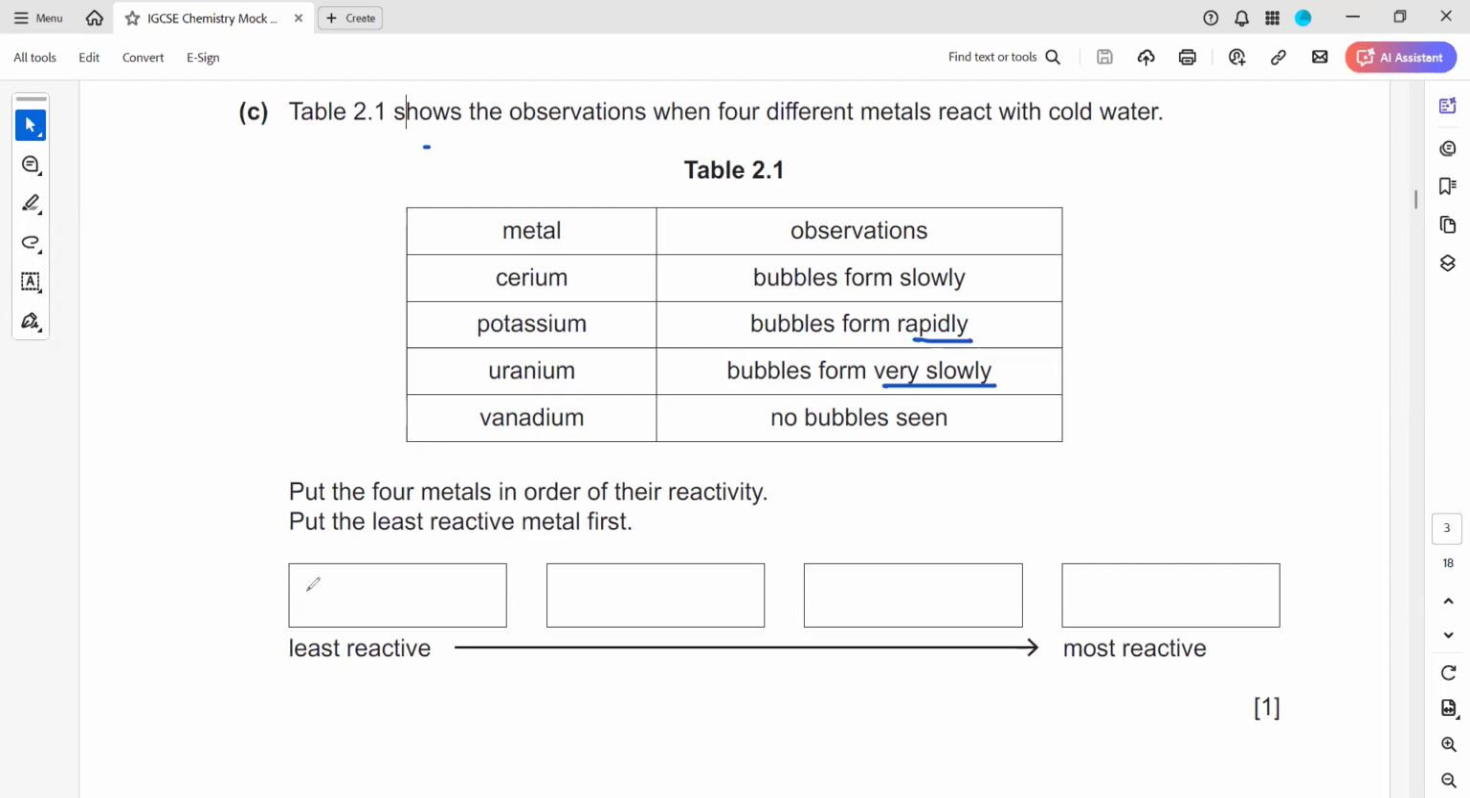So vanadium is the first one. Vanadium does not react, so no bubbles are seen, so it is the least reactive. Then you have uranium, which is very slow. Then we have cerium, and then potassium.